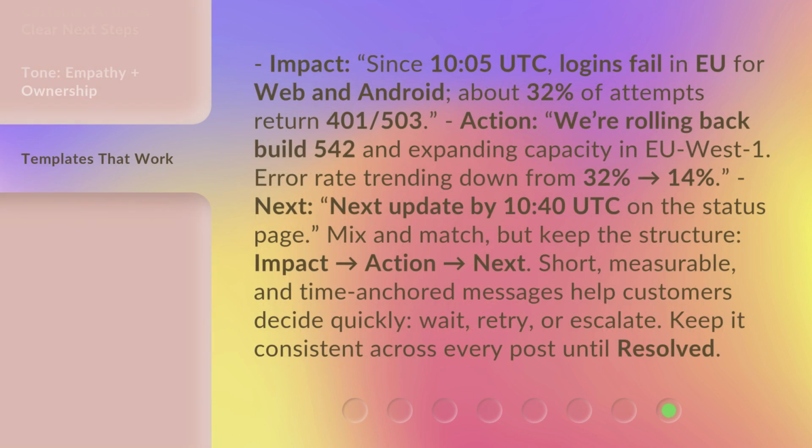Impact. Since 10:05 Coordinated Universal Time, logins fail in EU for web and Android. About 32% of attempts return 401/500 errors. Action. We're rolling back Build 542 and expanding capacity in EU West 1. Error rate trending down from 32% to 14%. Next update by 10:40 Coordinated Universal Time on the status page.